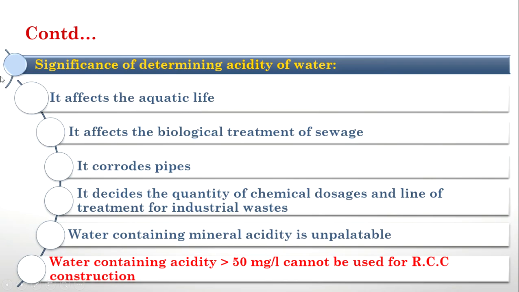There are many advantages of determining acidity in water. It sometimes corrodes the pipe, so we can avoid corrosion by determining the acidity. It decides the quantity of chemical dosages and line of treatment for industrial waste. It affects the biological treatment, so you can take precautions against this. It affects aquatic life, and we can take precautions against this. So all these are some of the significance of determining acidity of water. It has to be noted that if the acidity is greater than 50 milligram per liter, then the water cannot be used for RCC construction. This is an important point to be noted.